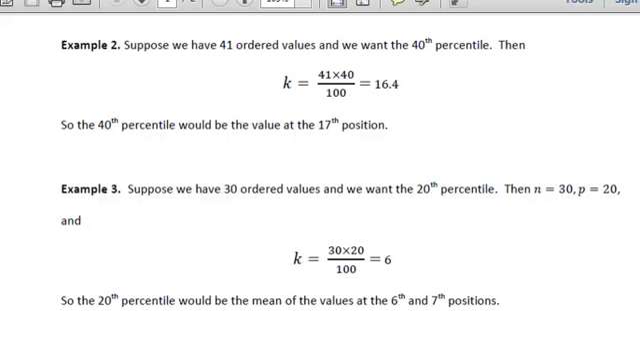Now let's look at another example. We have 30 ordered values and we want the 20th percentile. Our n is 30, our p is 20, we use the formula, and this time we come up with an integer. The integer is 6. So in order to get the 20th percentile, we're going to need to take the mean value of our 6th and 7th positions. Whatever the index is, we take that data value and the one greater than it, add them together, and get their average.